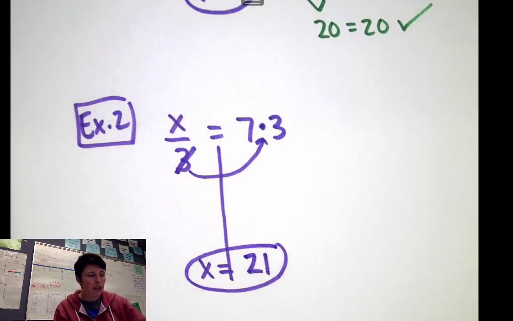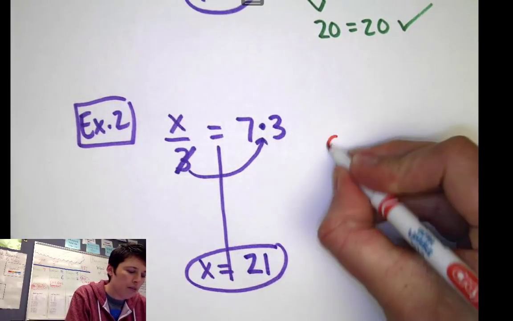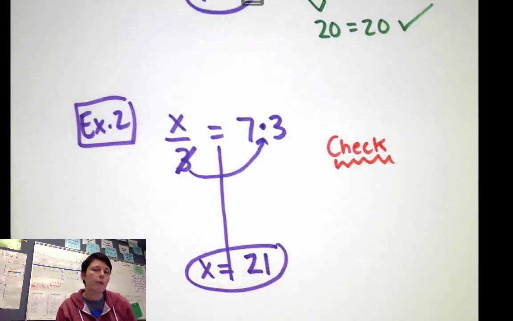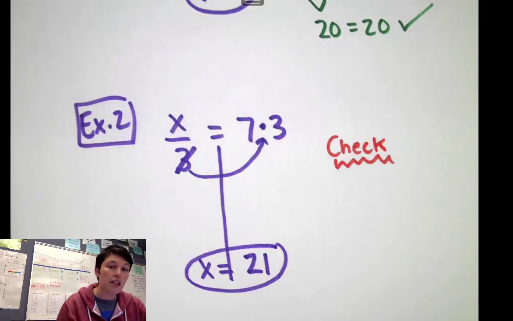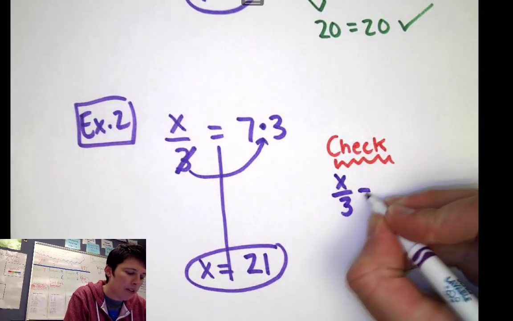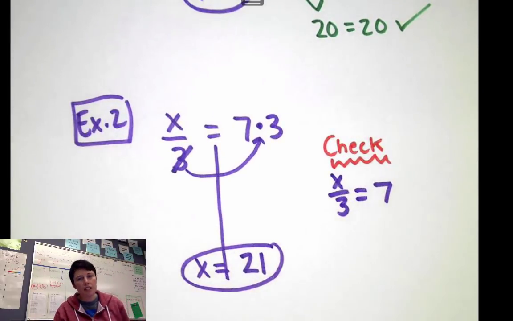But remember, we're trying to do a new thing. We're trying to check our answer. So we're going to do our check over here. And to check it, remember, we basically just copy the question all over again. So it is x over 3 equals 7. But we're not going to solve again.